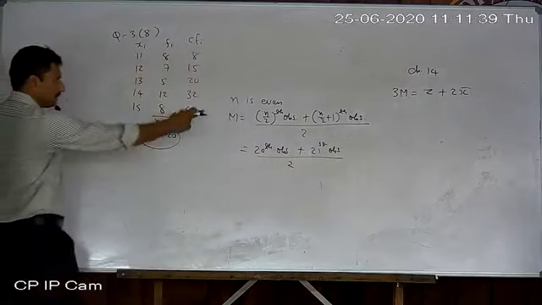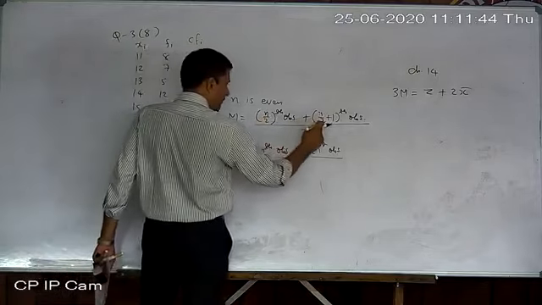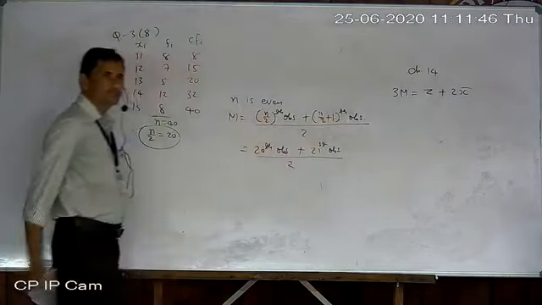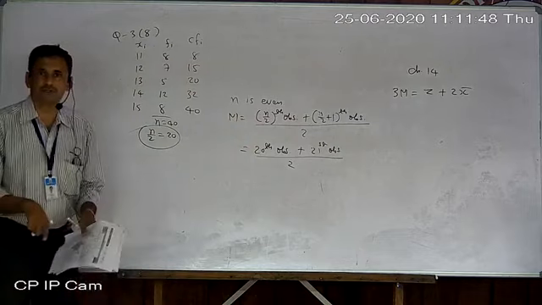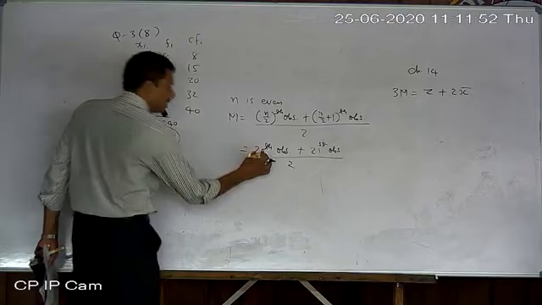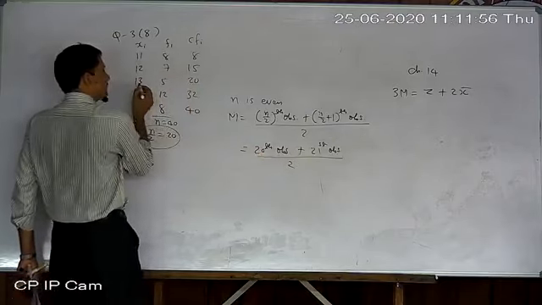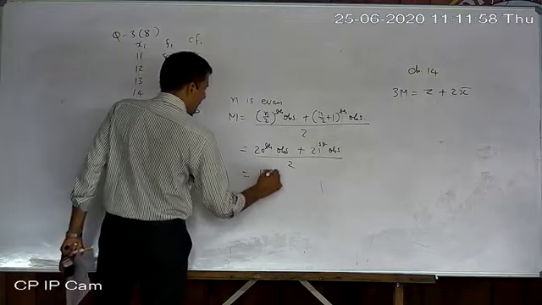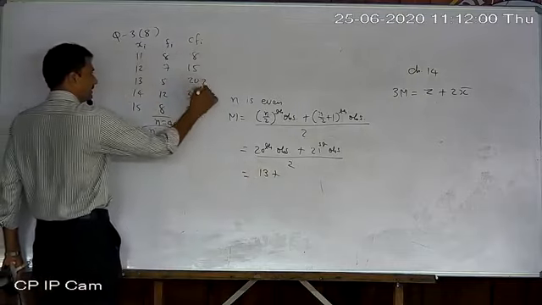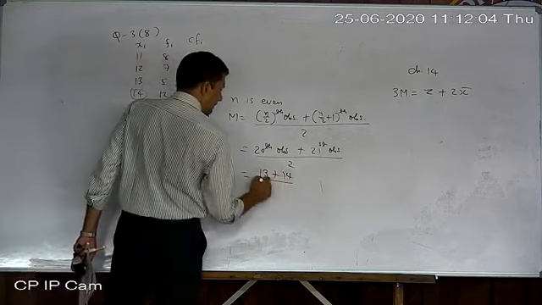I am just using the formula. n equals 40. So 40 by 2 is 20, then 20 plus 1 is 21. So the 20th observation plus the 21st observation. But the 20th observation is not 20. This is a number, just like your roll number. So what is the 20th observation? 13. And the 21st observation is between these two numbers, so it is 14. So 13 plus 14, divided by 2.